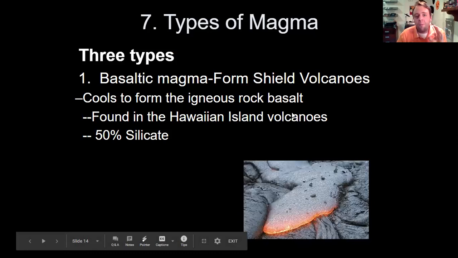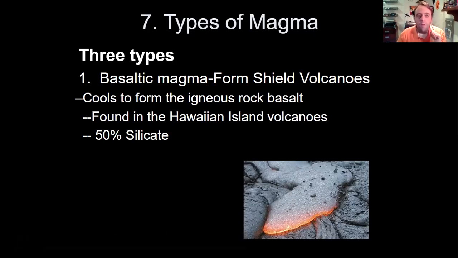There are three types of magma, all based around silica content. Okay, first type, basaltic magma. Basaltic magma is about 50% silicate content. You'd recognize it immediately if you were from Polynesia, around the Hawaiian Islands. The silica content is pretty low. It says 50%, which seems kind of high, but it's actually pretty low.